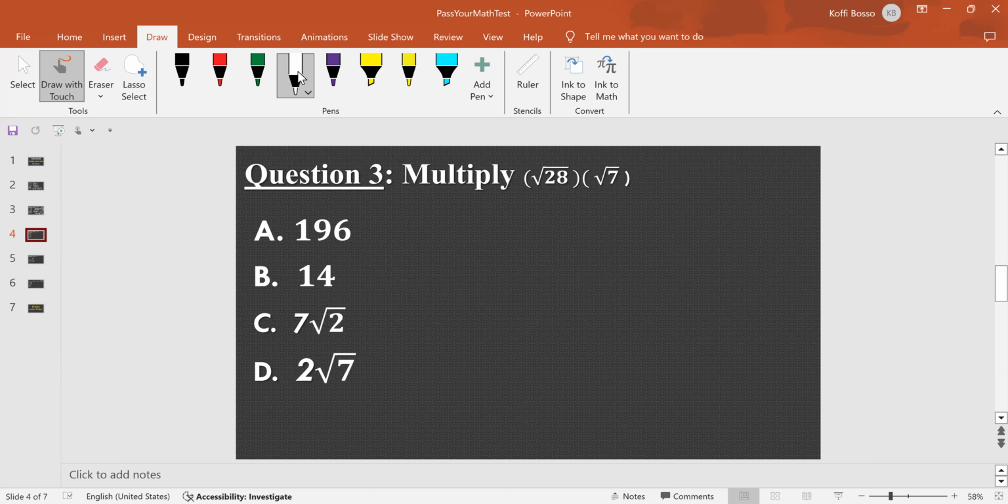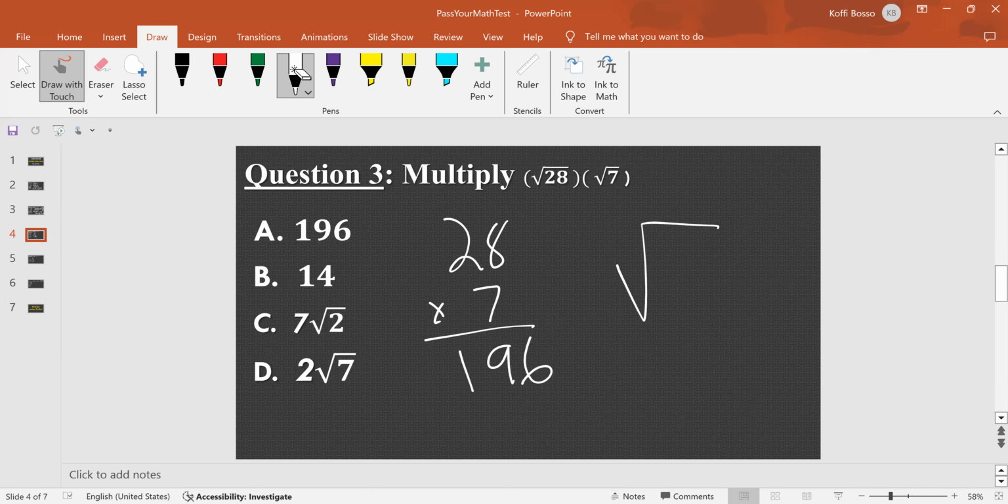We have square root of 28 multiplied by square root of 7. If you check with a calculator, you see that 28 multiplied by 7 gives you 196. But this 196 is not the answer, because this 196 will be inside the square root, and you have to simplify. It's going to be more work to do.